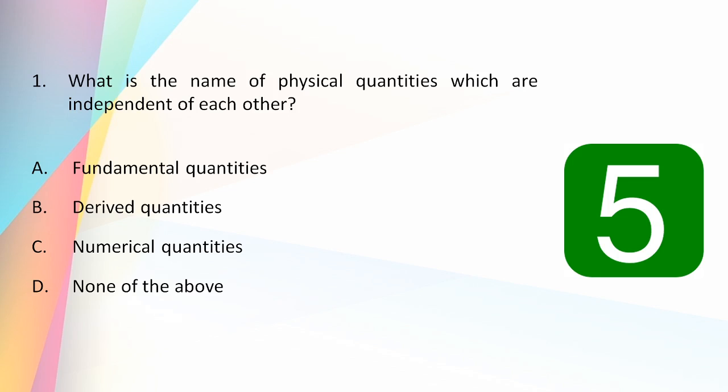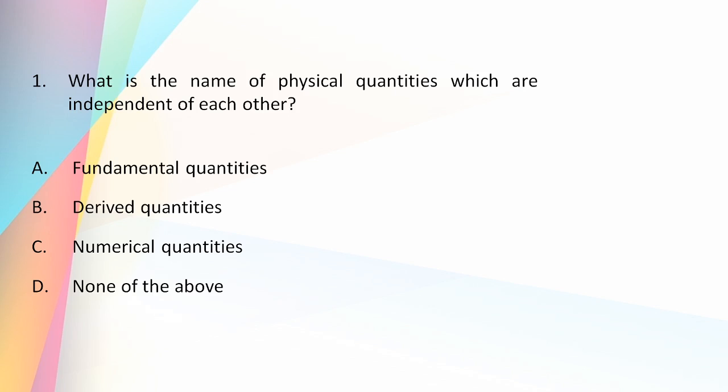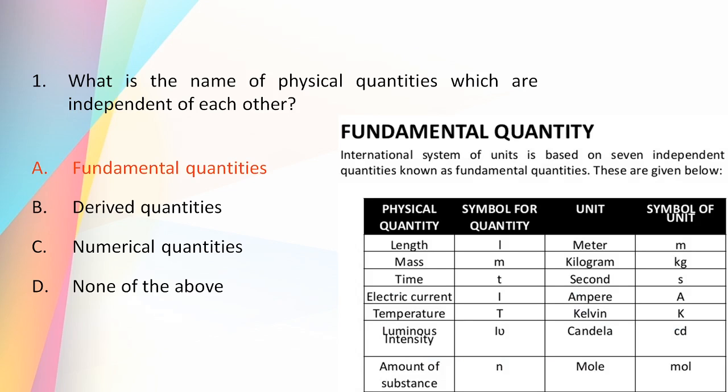other? Fundamental quantities, derived quantities, numerical quantities, none of the above. And here you go. The answer is fundamental quantities. Fundamental quantities are those which are independent and are not derived from other quantities. And there are basically seven fundamental quantities which are length, mass, time, electric current, temperature, luminous intensity and amount of substance, and the symbols used and units are also shown.